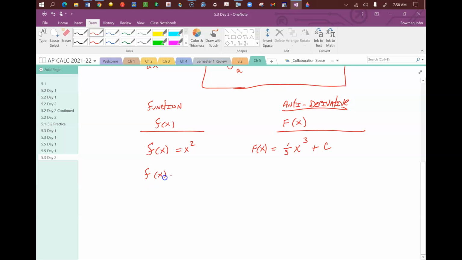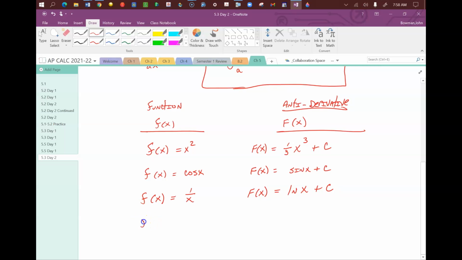Another example, f of x is equal to the cosine of x. So big F of x, or capital F of x, is going to be equal to the sine of x plus any constant. The antiderivative of 1 over x is the natural log of x, again, plus any constant.